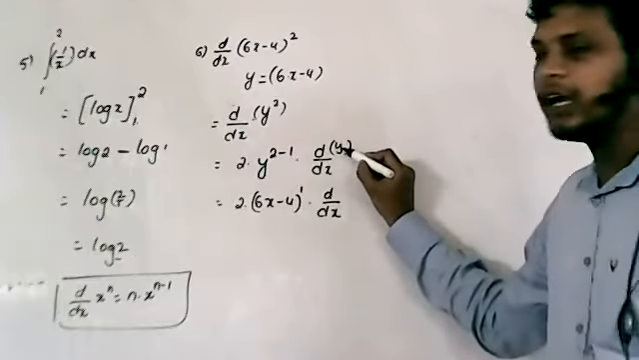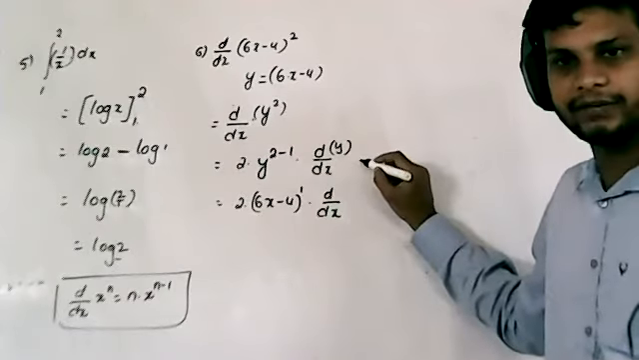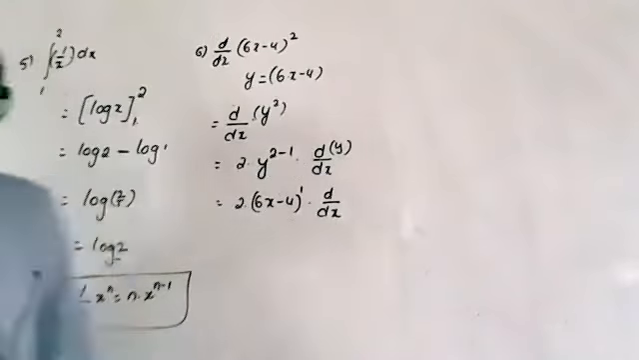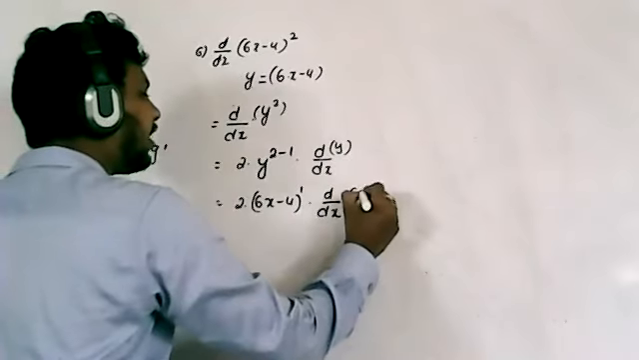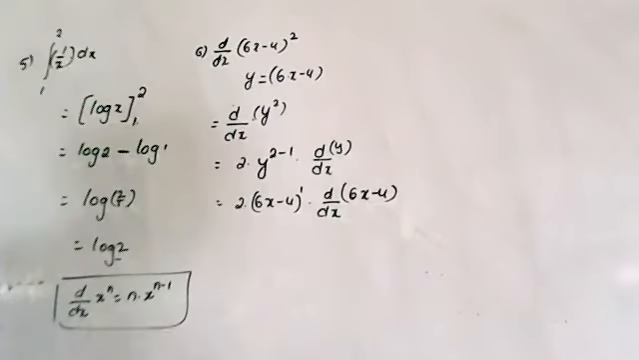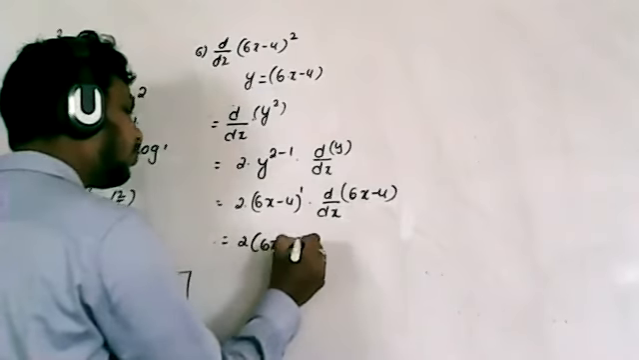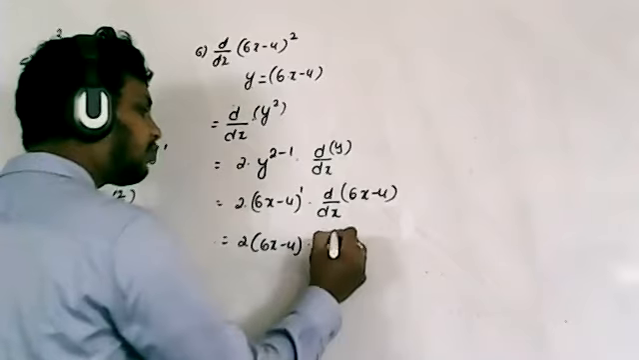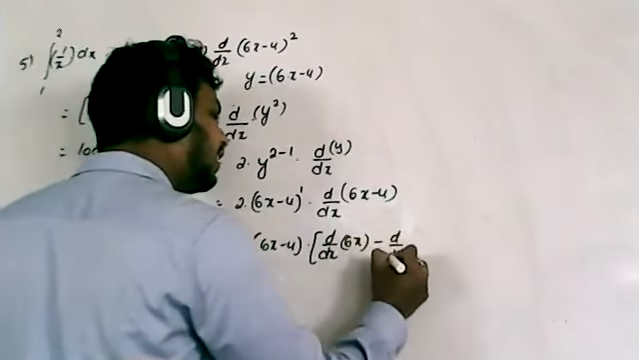For example, here I considered another parameter y or capital X, but we have the formula only for small x. So therefore, I will substitute the y value again. What is that y value? 6x minus 4. Now you can write like this: 2 into 6x minus 4 into, I will write this separately, d by dx of 6x minus d by dx of 4.